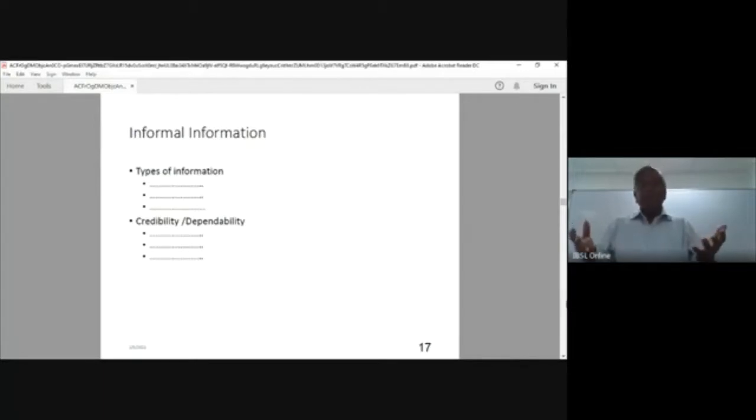This type of information won't come in any formal way. You won't gather it through the formal way. It has to come through the informal way. So that is the types of information. Then the credibility and dependability. You have to decide how far you can depend on this informal information, whether it is credible. You got some informal information about a company, but you have to see whether it is true or not. Credibility or dependability, you have to decide.